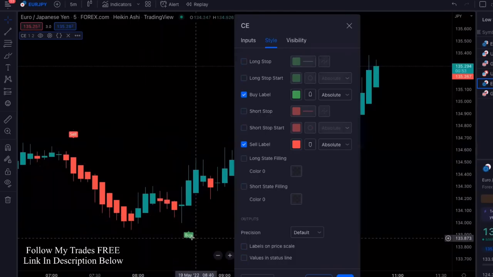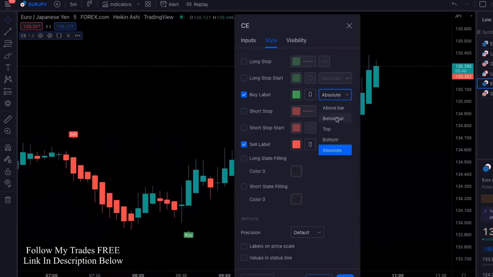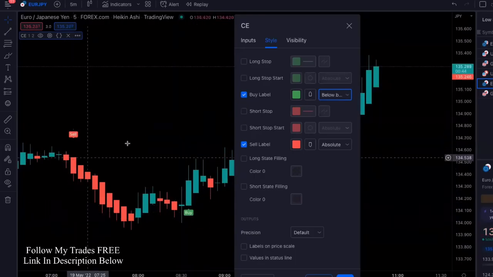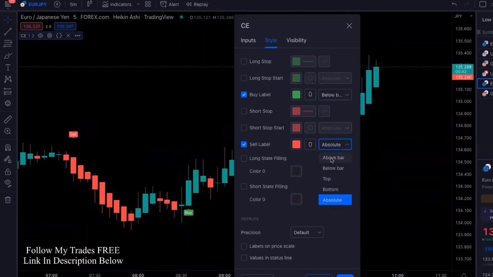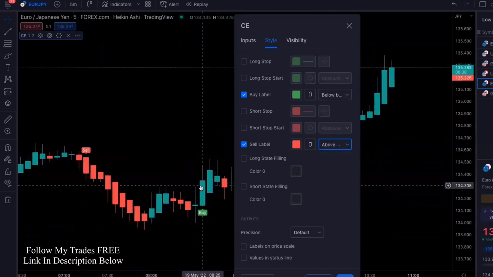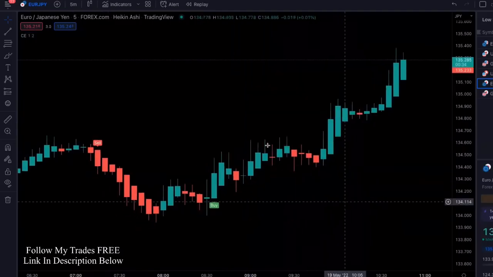And over here for the buy label, because it's still a little far off, especially depending on where it is, I like to move these closer in. So for the buy label, we're going to do it below the bar. You see how that moved right there. And for the sell label, we're going to do it right above the bar. This way it's closer while you're looking, and it's a lot cleaner looking. All right. So that's the first indicator.